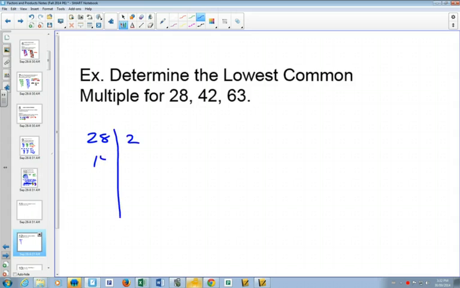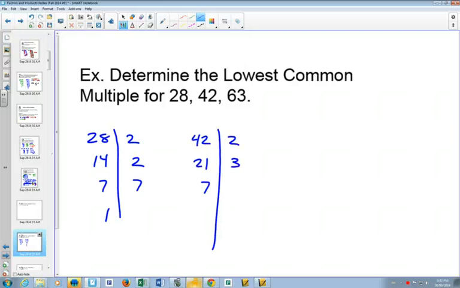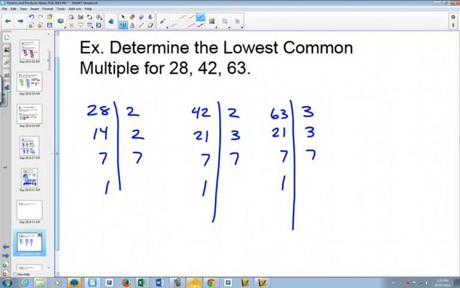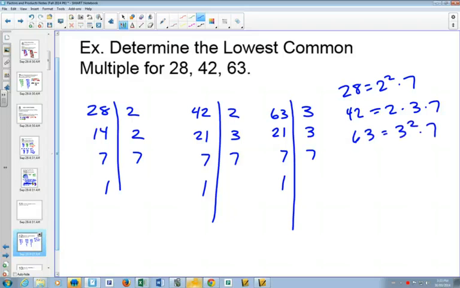28 would be 2, 14, 2, 7, 7, 1. 42 is 2, 21, 3, 7, 7, 1. 63 would be 3, 21, 3, 7, 7, 1. So we've got 28 is 2 squared times 7, 42 is 2 times 3 times 7, and 63 is 3 squared times 7.